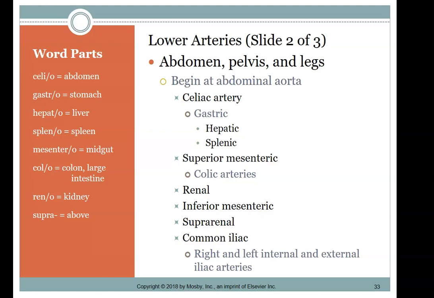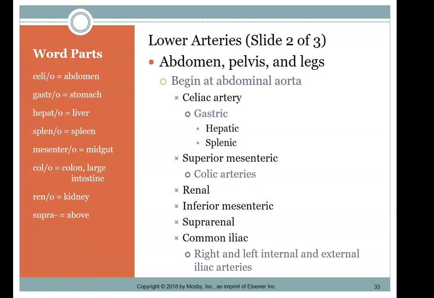The lower arteries supply the abdomen, the pelvis, and the legs. They begin at the abdominal aorta. You have the celiac artery. You have the gastric, the hepatic, and the splenic. Then you have the superior and inferior mesenteric, which are also known as the colic arteries. The renal, the inferior mesenteric, the suprarenal, and the common iliac, which contains the right and left internal and external iliac arteries.